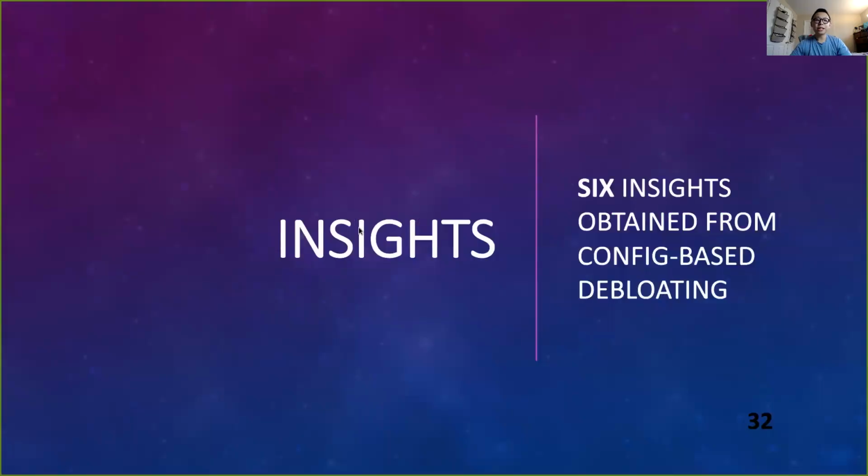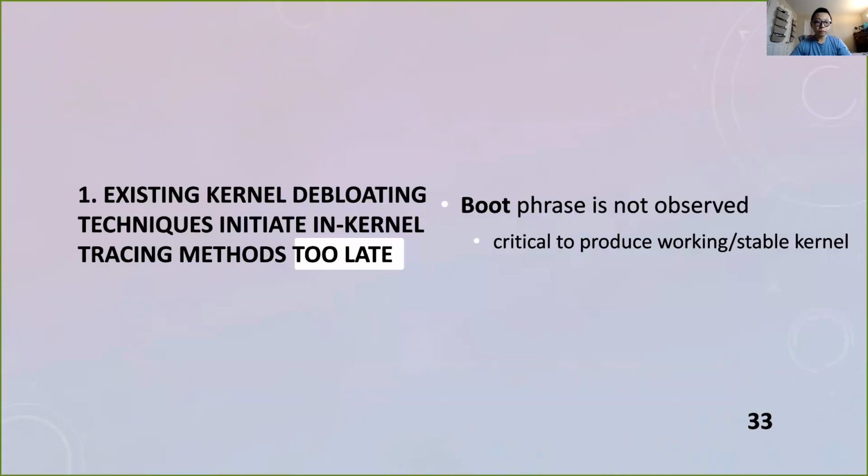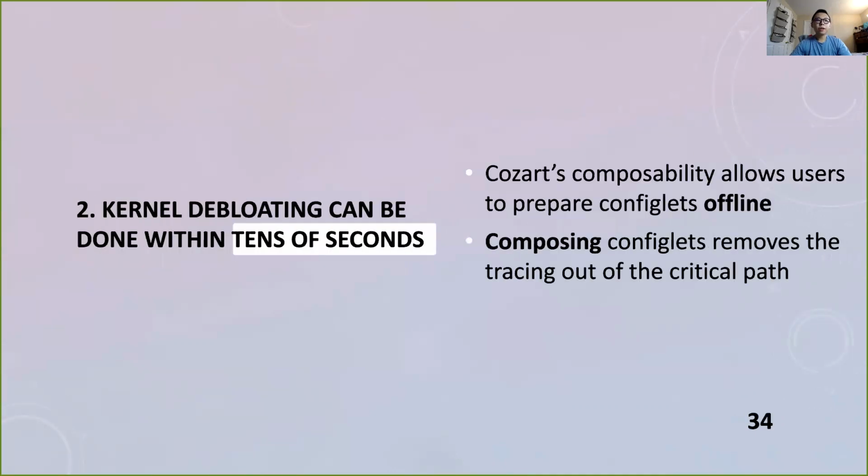Finally, I would like to share 6 insights that we have learned. First, existing kernel tracing methods are initialized too late, and they are unable to observe the boot phase. The boot phase is very critical to producing stable kernels. Second, kernel debloating can be done within tens of seconds. By using config.lets, COZART can remove the tracing, which is the most time-consuming stage, out of the critical path. And leveraging the incremental build feature, a new kernel can be generated within tens of seconds.